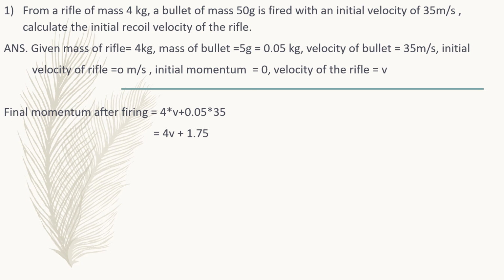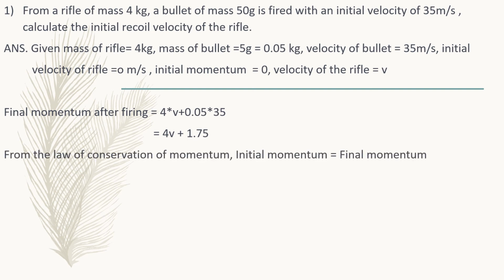But according to the law of conservation of momentum, we know that initial momentum is always equal to the final momentum. Or in other words, the momentum is always constant for a system. So if there is no external force acting on it, the initial momentum before firing is equal to the momentum of the system after firing. So we can easily equate this value. So on doing that, from the law of conservation of momentum, initial momentum is equal to the final momentum. So the initial momentum 0 is equal to 4V plus 1.75.